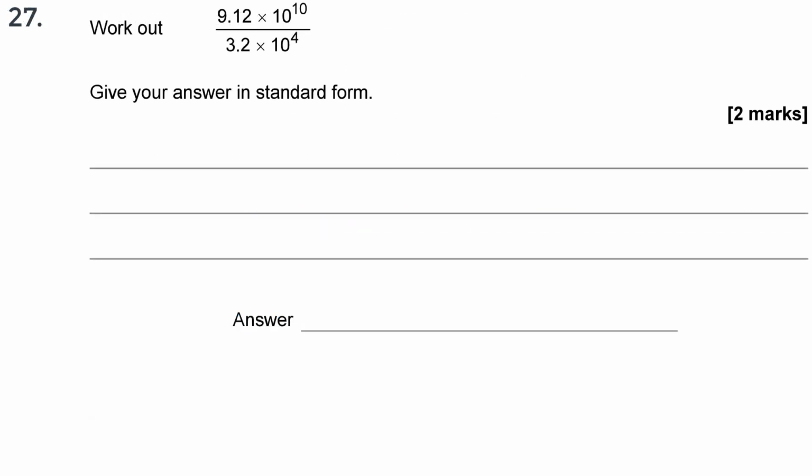Work out, and I've got two numbers in standard form, 9.12 times 10 to the 10 divided by 3.2 times 10 to the 4. Give your answer in standard form. Now the easiest way to do that is to divide like with like. The number part at the front of a number in standard form is called the mantissa. Did you know that? So I'm going to divide the mantissas with each other, and then I'm going to divide the exponent part, which is this part here. So mantissa and exponent it's called.